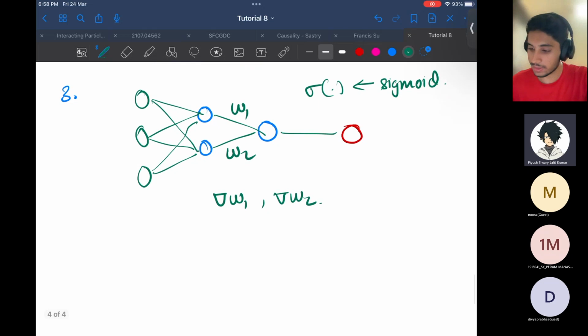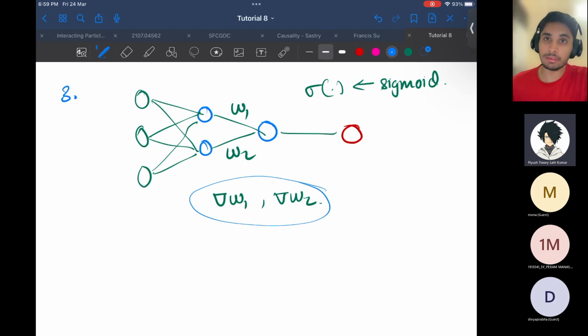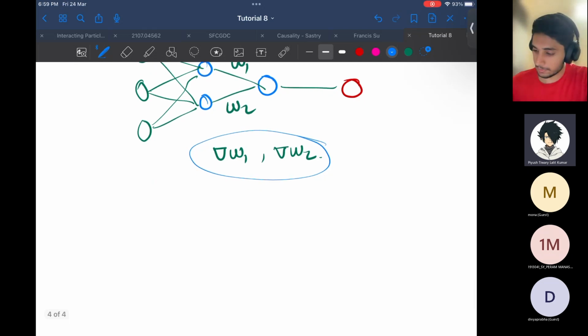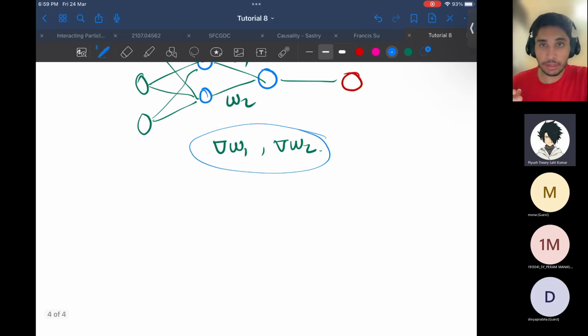Just looking at the question, it is not immediately clear why we should be able to comment on these gradients. Whenever something is not clear, try to write maths and see what happens. In feed-forward networks, we saw the chain rule and the backpropagation algorithm. Let us use that to calculate each of these terms, gradient of W1 and gradient of W2.